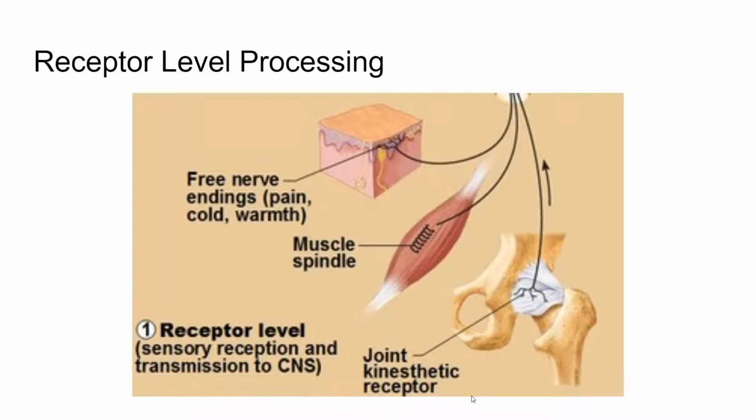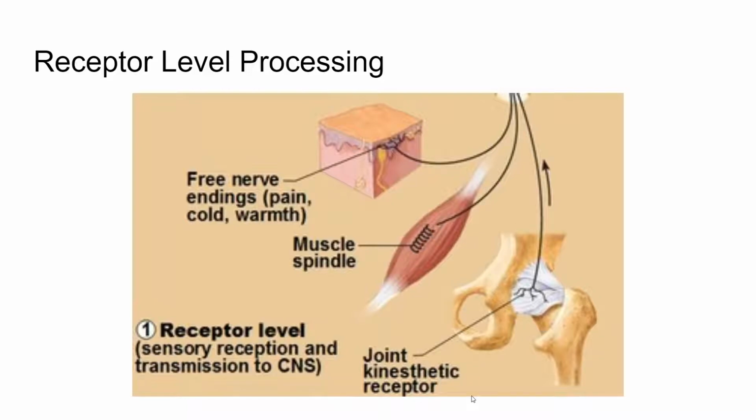All right, so there are 3 levels of this processing. There is receptor level processing or integration. There is circuit level, and there is perceptual level. And so we're going to look at the first 2 in this lecture, and we're going to look at perception exclusively in the next lecture. So first, looking at receptor level integration and processing.